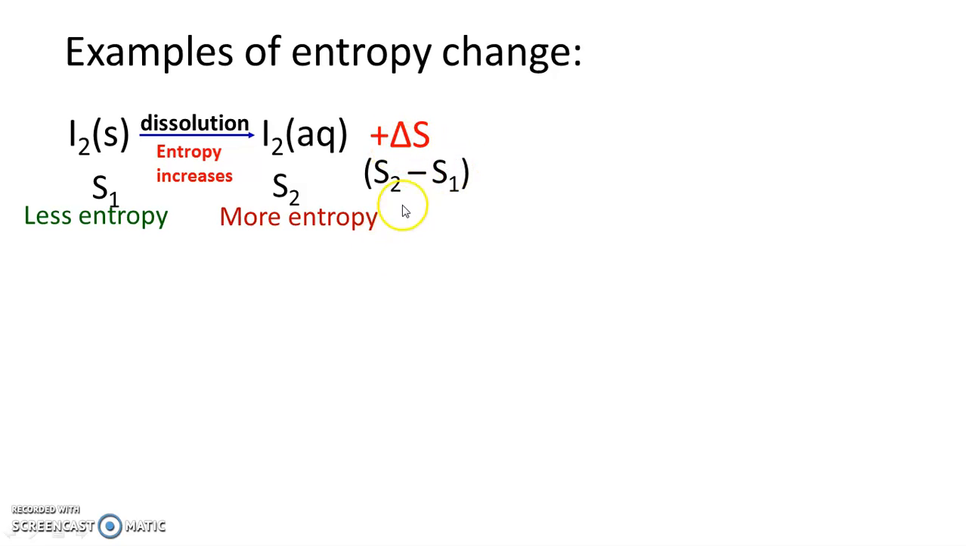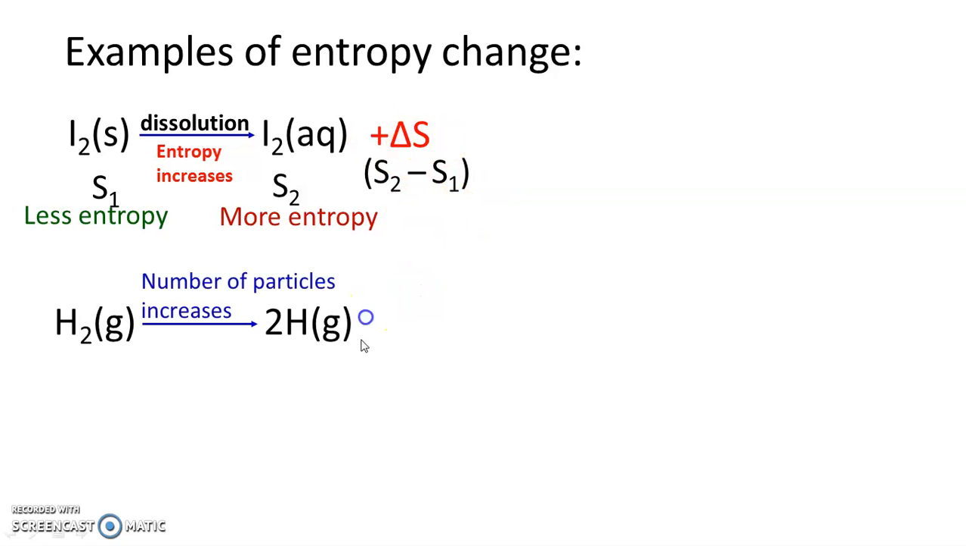How is delta S calculated? S2 minus S1. S1 is the entropy of the initial state and S2 is the entropy of the final state. So S2 minus S1, this is delta S.